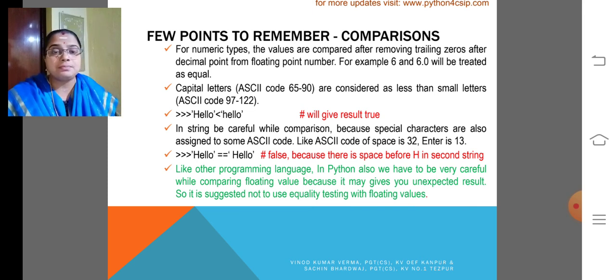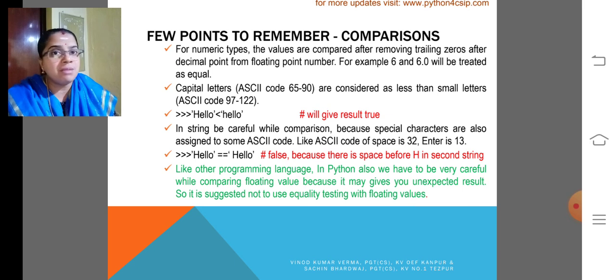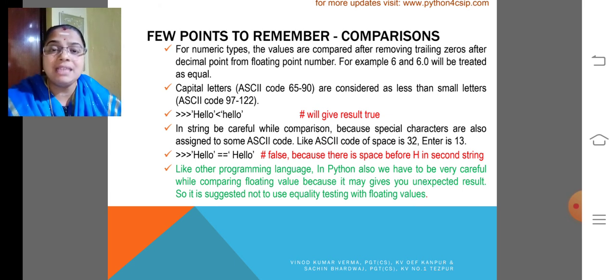Like other programming languages, in Python also we have to be very careful while comparing floating values because it may give you unexpected results. So it is suggested not to use equality testing with floating values, because other languages also have some problems with floating values. All the programming languages will not check the floating point values in the same manner. That is why the point is given.